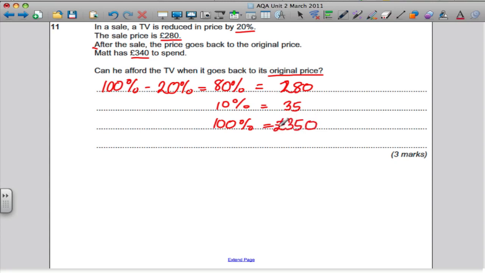£350. Do state at the end, can Matt afford the TV? So state original price is £350. So Matt can't afford the TV. Do state that for your mark at the end.